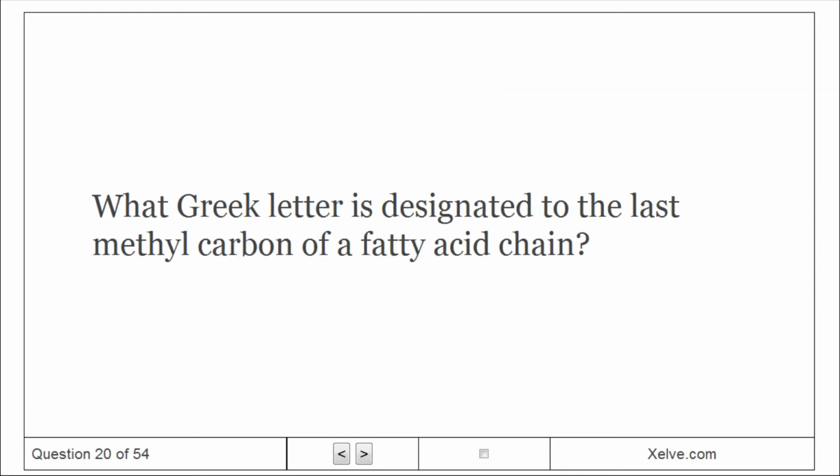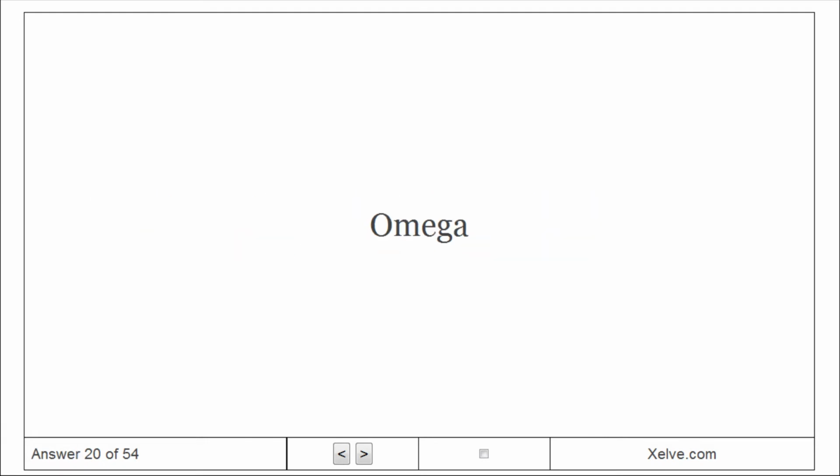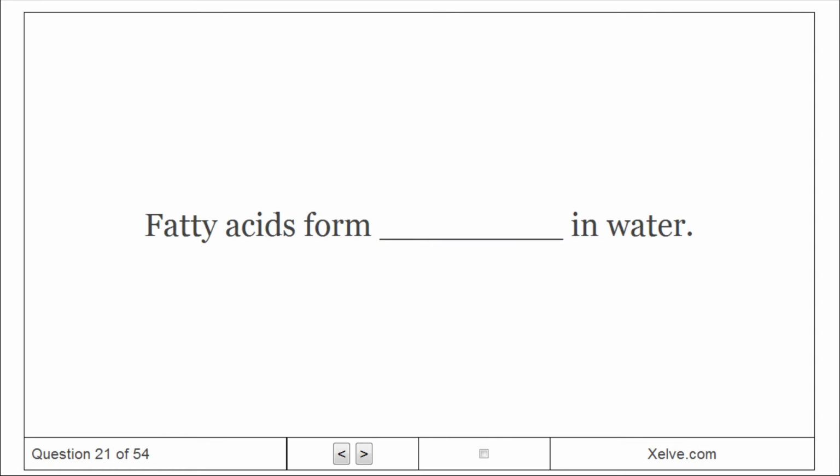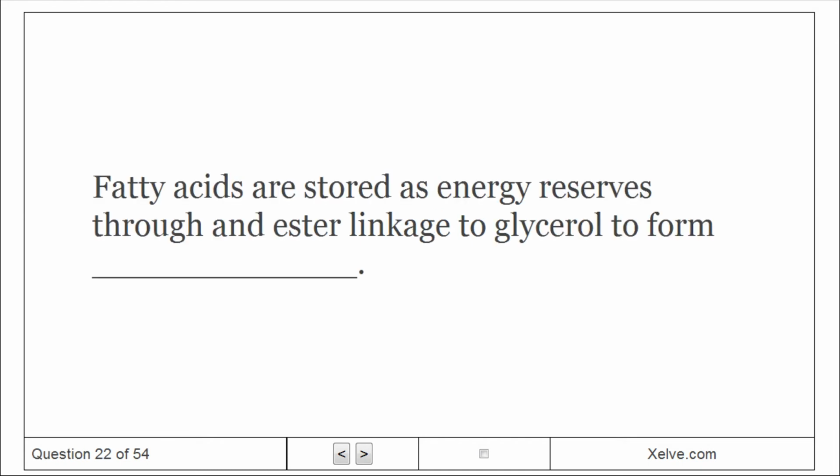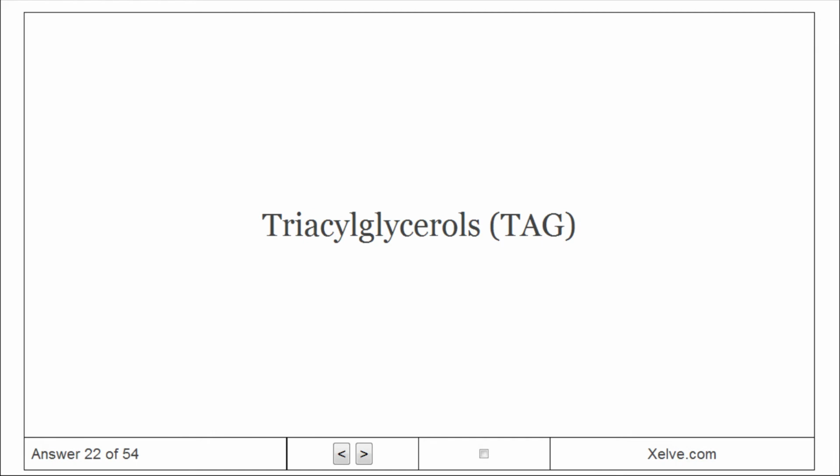What Greek letter is designated to the last methyl carbon of a fatty acid chain? Omega. Fatty acids form blank in water. Micelles. Fatty acids are stored as energy reserves through an ester linkage to glycerol to form blank. Triacylglycerols.